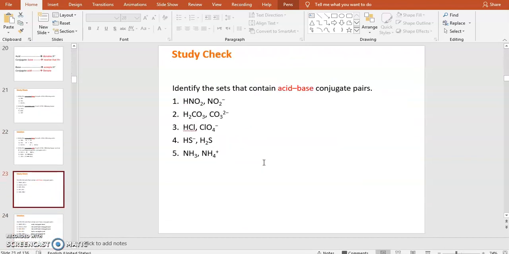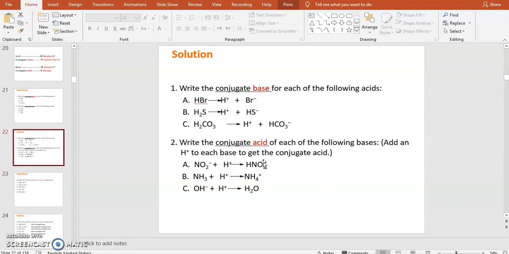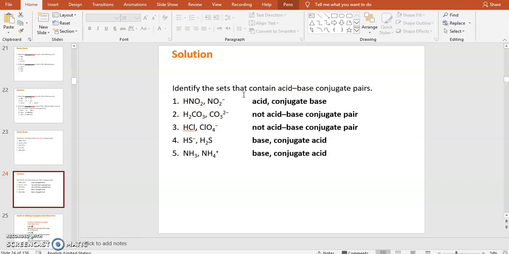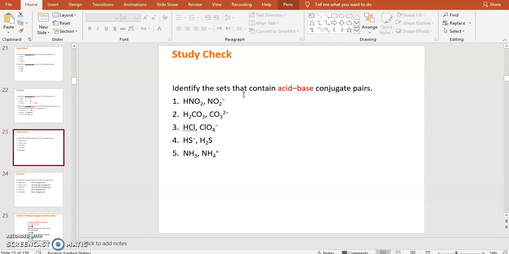The second thing here is to identify the set that contains acid-base conjugate pairs. So look at this. Are these acid-base conjugate pairs? Yeah, you can tell that if this gives away one, then this is correct. They are related. If you look here, would you think that this is an acid-base conjugate pair? No, because if this gives away one hydrogen, then this should be HCO3.